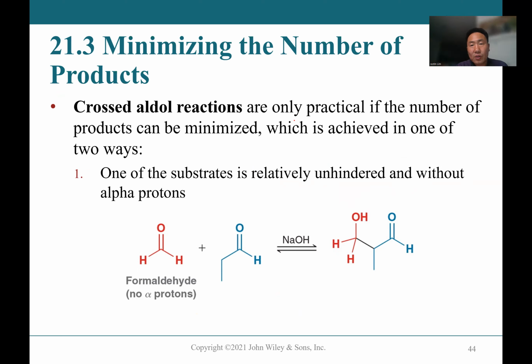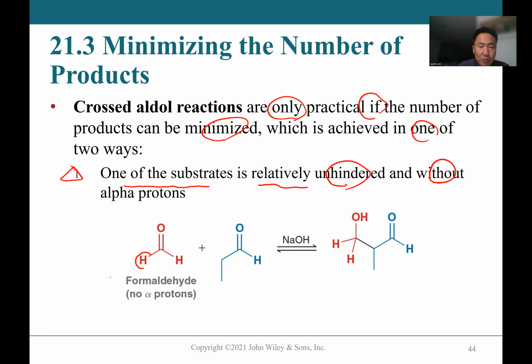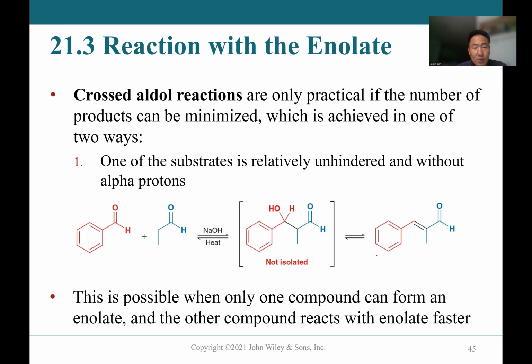Cross-aldol reactions are only practical if the number of products can be minimized, which is achieved in one of two ways. Number one, only one of the substrates is relatively unhindered and without an alpha proton. So there's no alpha proton here, so you can get a crossed aldol reaction. Also, benzaldehyde has no alpha proton, so you can get crossed aldol reactions.